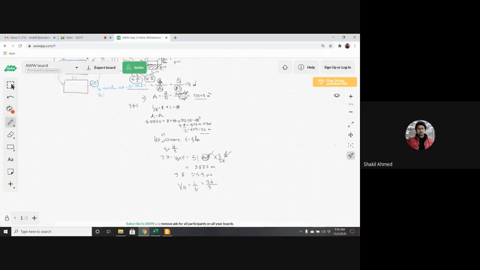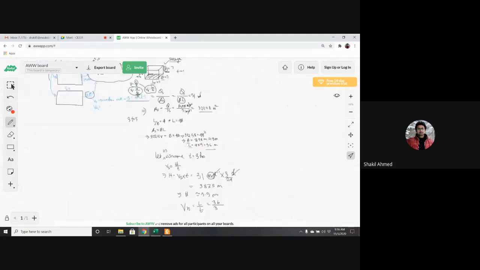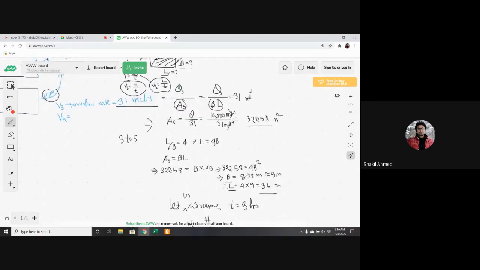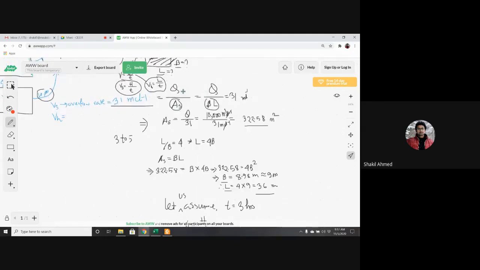You just needed this equation, VS equals to Q by S. Here you have applied VS equals to Q by S. Are you following me? Yes, sir. VS is given, Q is given, so calculate S.